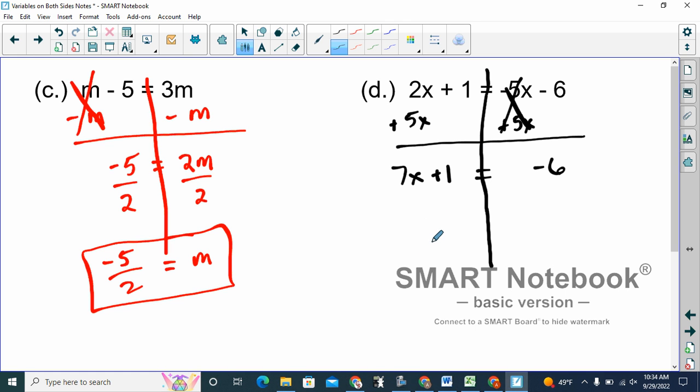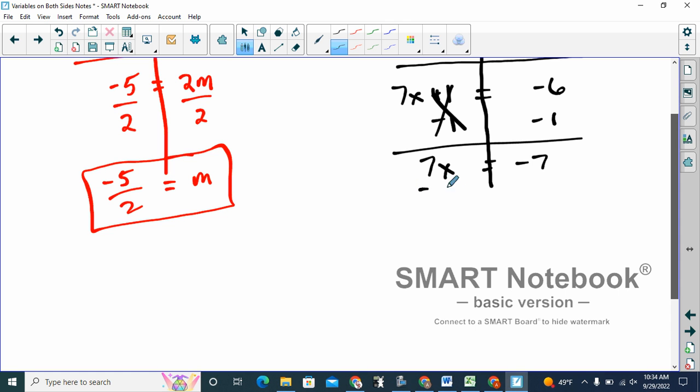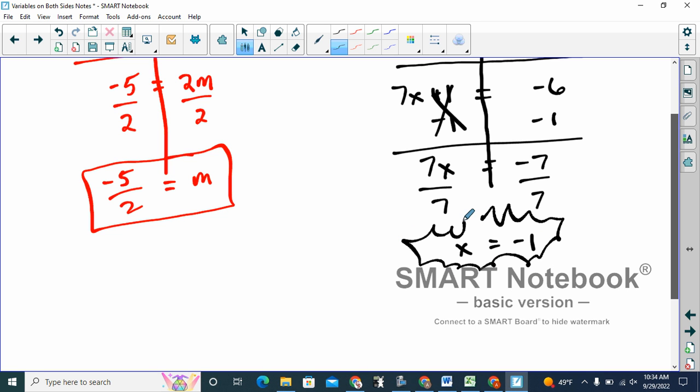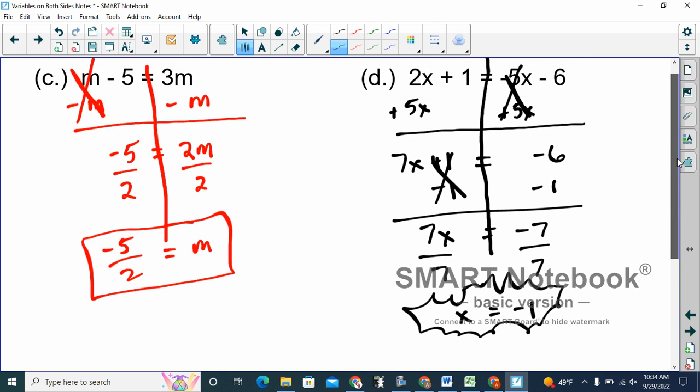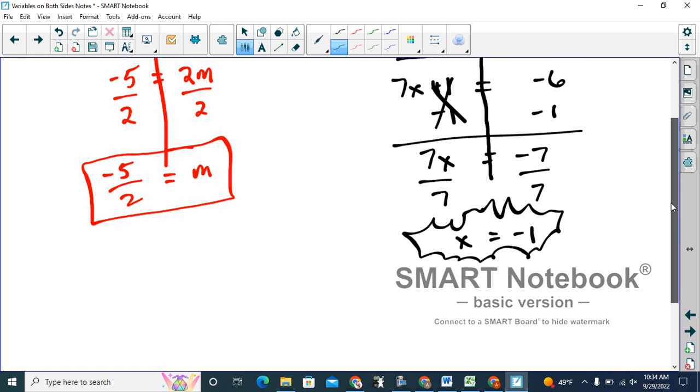And now we're down to a 2-step equation. We've done lots of these. Subtract 1 from both sides. Divide both sides by 7. x equals negative 1 is correct. x equals negative 1.